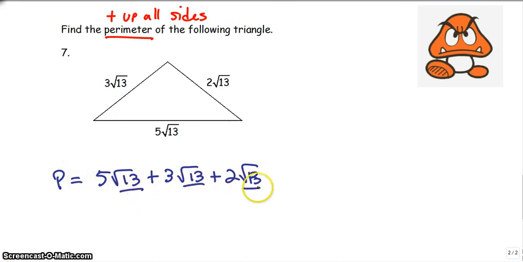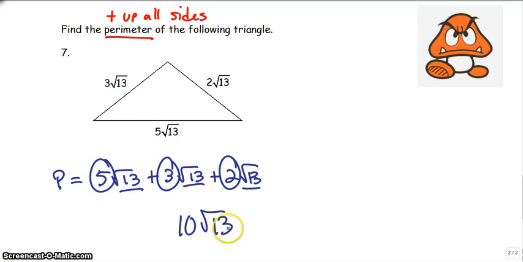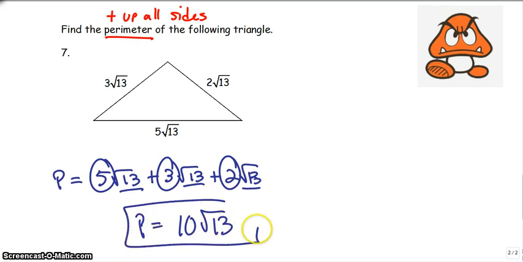Notice all of these are root 13s. Because they're all root 13s, I can add their coefficients. 5 plus 3 is 8 plus 2 is 10. 10 root 13 is my perimeter. If there were units, I would make sure I would have units.